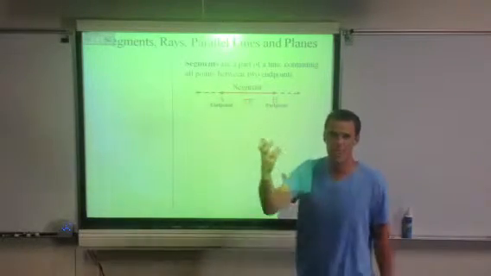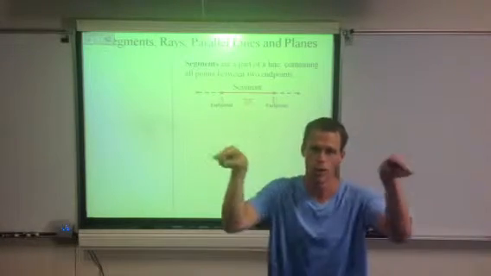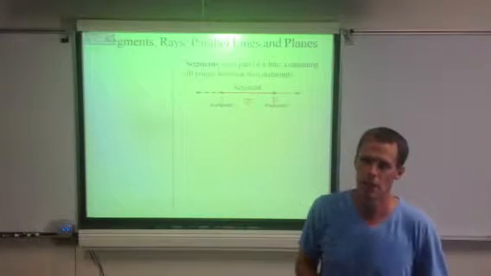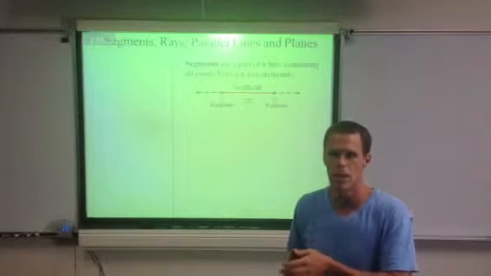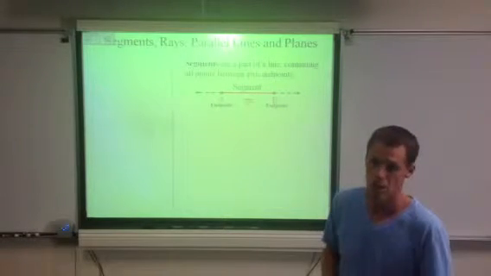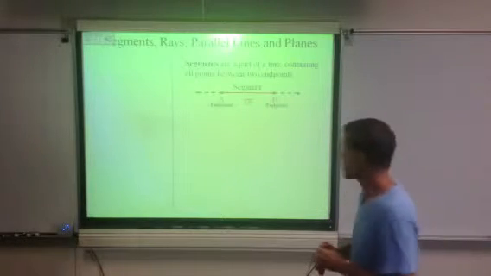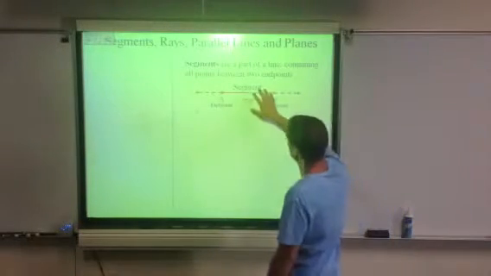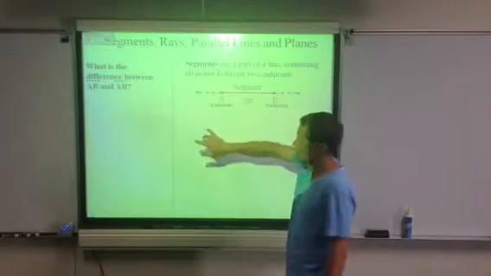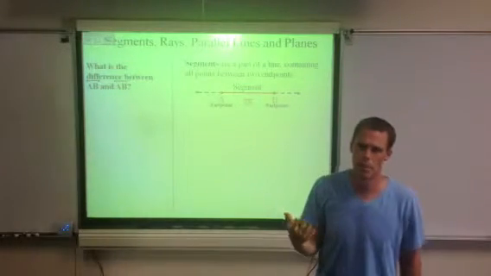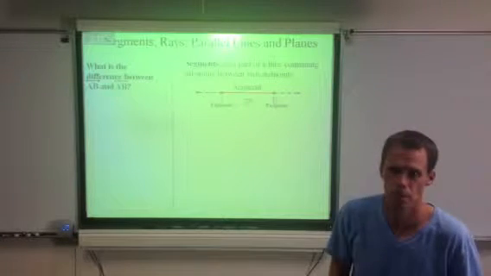Notice the naming of segment AB. No arrows on top of A and B. This implies that it starts at A, stops at B, or vice versa. Starts at B and stops at A. So, an interesting question would be, what is the difference between line AB and segment AB?